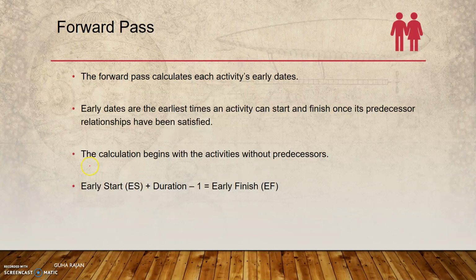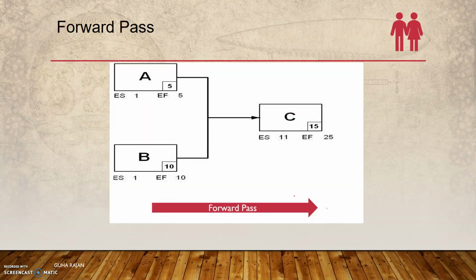And again, the calculation begins with the activity without a predecessor, which means the first activity is what you need to look at when calculating the forward pass. And this is the calculation: early start plus the duration minus 1 is early finish. This picture will give you an idea.